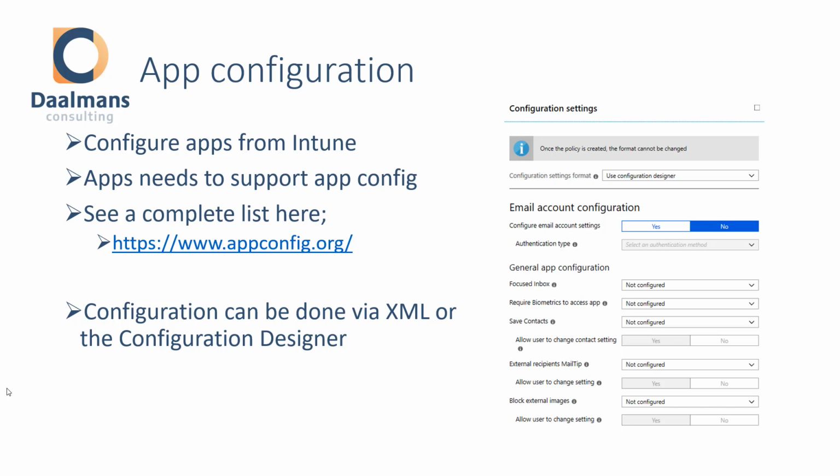We used to do this via an XML, and you had to find out all the right configuration items. An app, however, needs to support the app config features. And if you go to appconfig.org, you have a complete list of apps that do support it. So make sure to look there if you want to pre-configure an app.